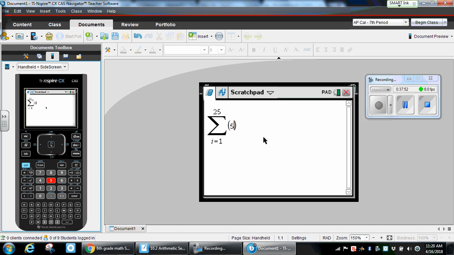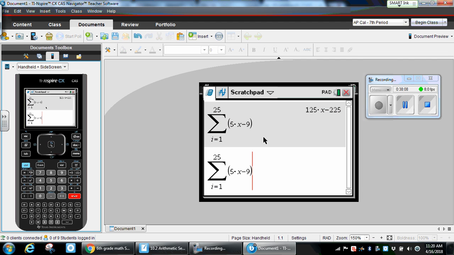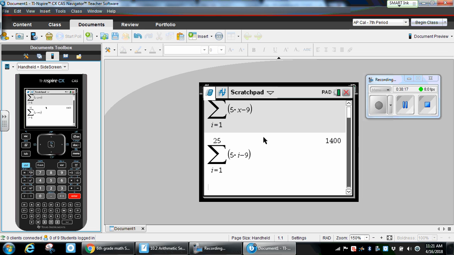5. So look, I'm going to use another letter. I'm going to put 5x minus 1? 9? No, it doesn't work. So you have to use the same exact variable. So what letter am I supposed to use instead of x? i. So you should get 14. So go ahead and practice the next one, and then compare with your neighbor. See if you get the same.